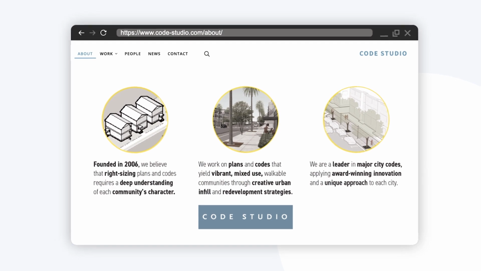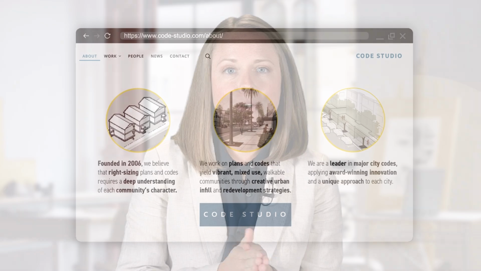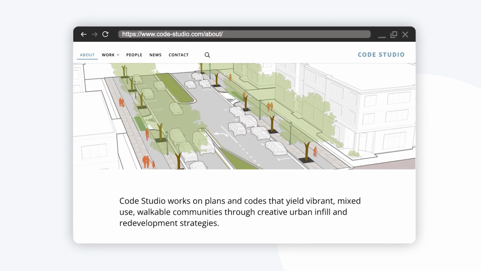So a little bit about myself and the company Code Studio. My name is Christy Dodson, and I'm trained in both architecture and planning, where I've had the opportunity to work both at the citywide scale on planning policies and regulations, as well as at the individual project scale, managing architecture projects, and actually working with zoning in different cities. And I'm an urban designer with Code Studio.